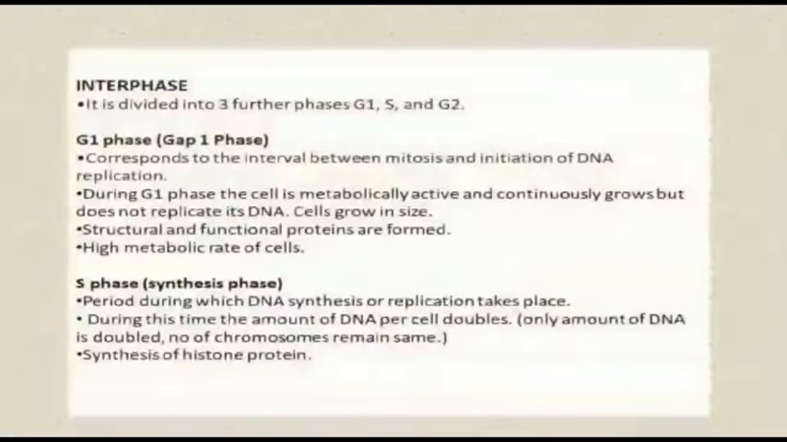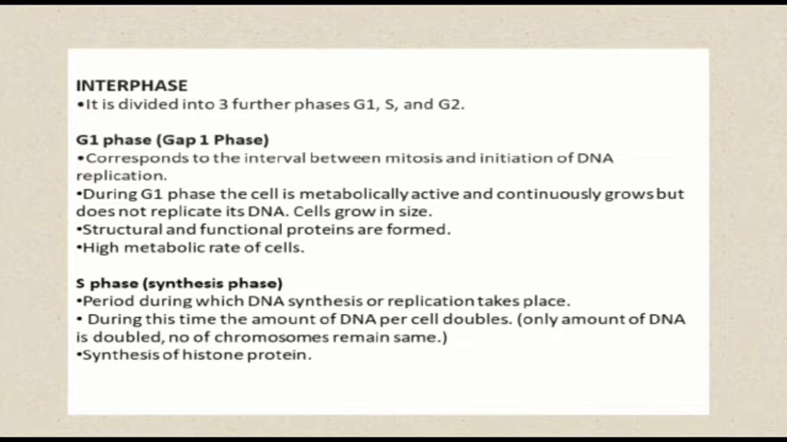The G1 phase corresponds to the interval between the mitosis and the initiation of DNA replication. During the G1 phase, the cell is metabolically active and continuously grows but does not replicate its DNA. The cells grow in size. Now the structure and function proteins are formed. There is a high metabolic rate in the cells.